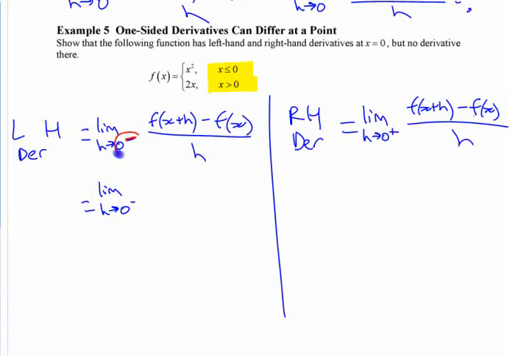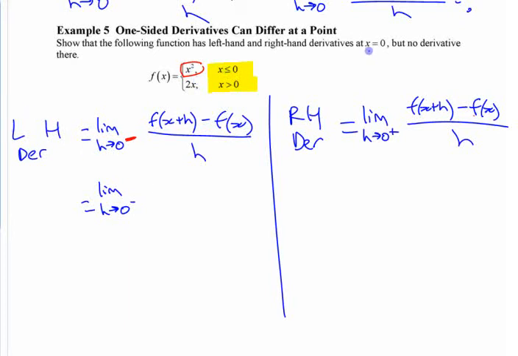If h is approaching 0 from the negative side, it's less than 0. H is negative in this case, right? It means that if h is negative, this value is a negative value, right? So which of the two functions applies when you're on that side? When you're on the left side of 0, which of the two functions apply? This one, right? And when you're at 0 itself, which one applies? This one. That one applies to both of them.